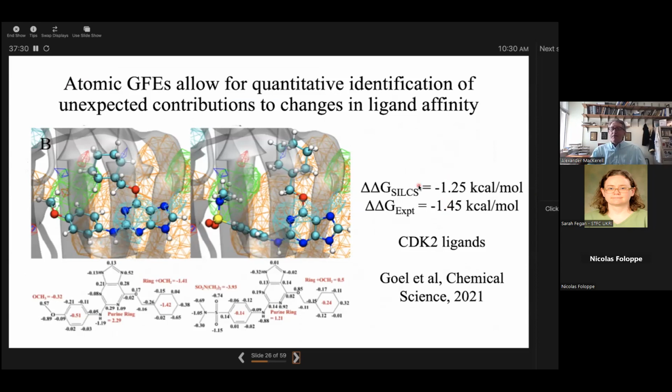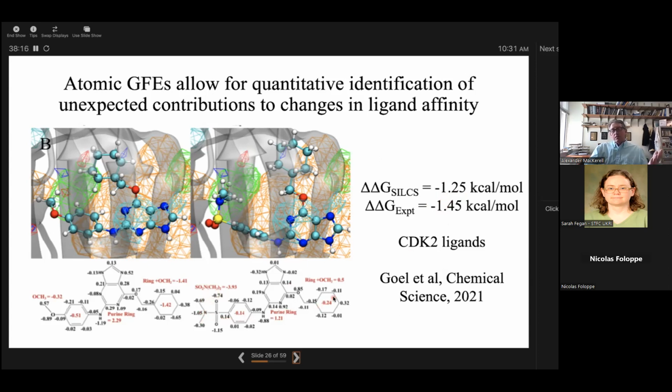But we also now have a very detailed picture of which atoms in the molecule are contributing to that, because we have the information for each atom. So here we have 2 molecules from a congeneric series. Basically, we've taken a methoxide and added a sulfonamide. Now, the overall change in the binding affinity was a little over a kilocalorie. But what's interesting is that when we go from the methoxy to the sulfonamide, the change of that functional group is very large, almost a 3.5 kilocalorie change. But the overall change is only a little over 1 kilocalorie.